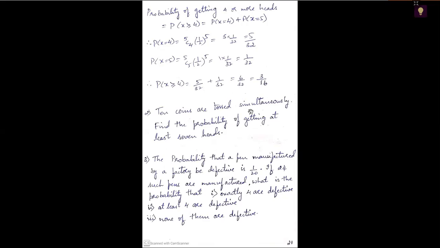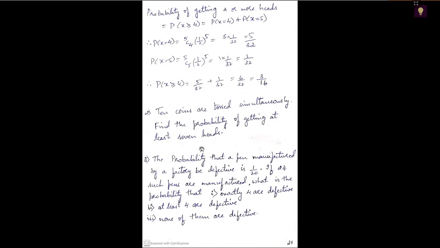Now 10 coins are tossed simultaneously. Find the probability of getting at least 7 heads. So n is equal to 10. Same, p is equal to half, q is also equal to half. You need to find the probability of getting at least 7 heads. At least means 7 or more. The minimum is 7. So 7 or more you should get. So P of X greater than or equal to 7. X greater than or equal to 7 means P of X is equal to 7 plus P of X is equal to 8 plus P of X is equal to 9 plus P of X is equal to 10. So that is how you evaluate the second problem.